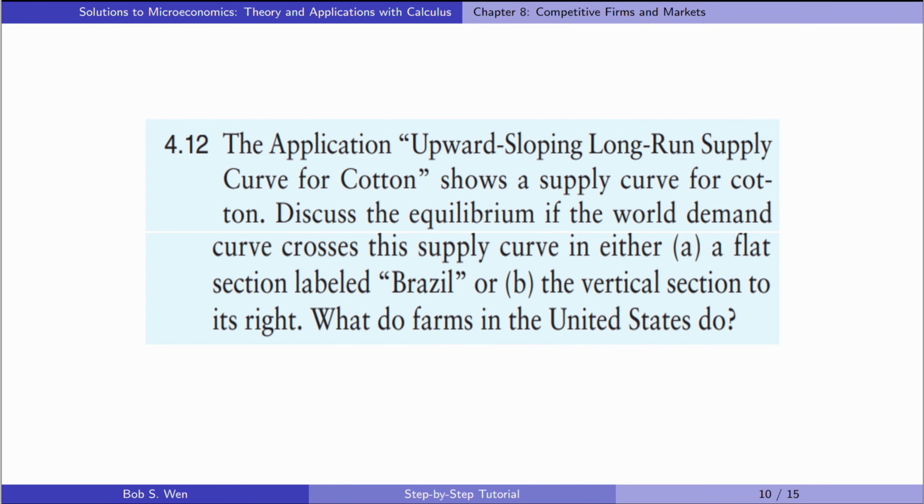Let's solve exercise 4.12. The application, upward-sloping long-run supply curve for cotton, shows a supply curve for cotton. Discuss the equilibrium if the world demand curve crosses this supply curve in either a flat section labeled Brazil or the vertical section to its right. What do farms in the United States do?